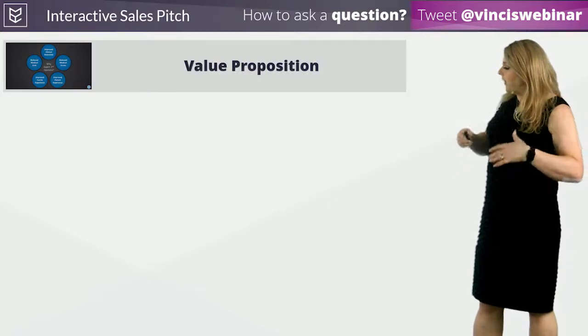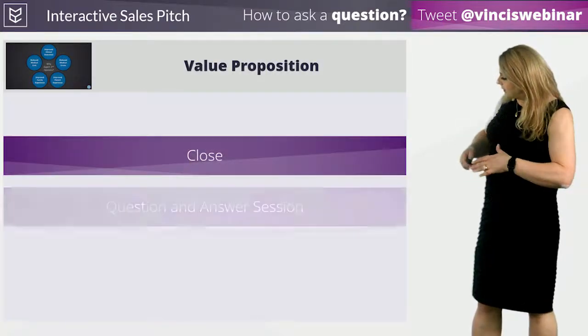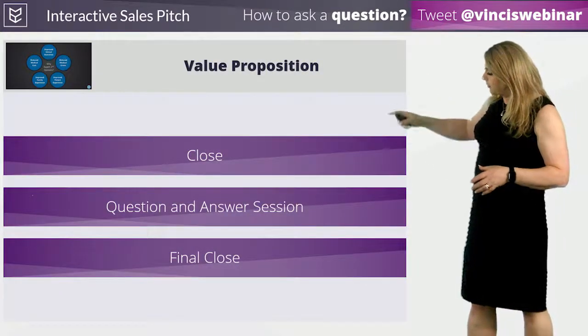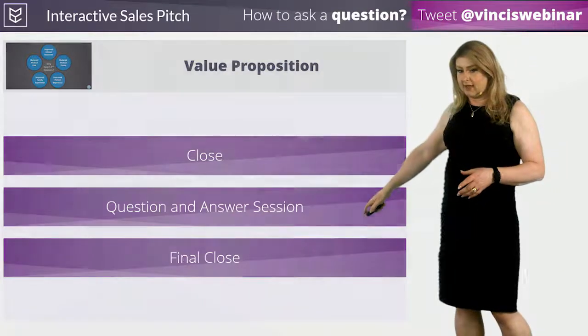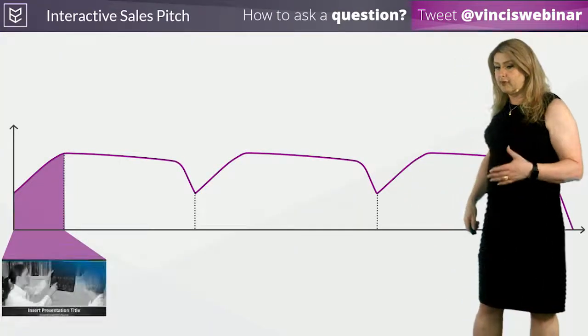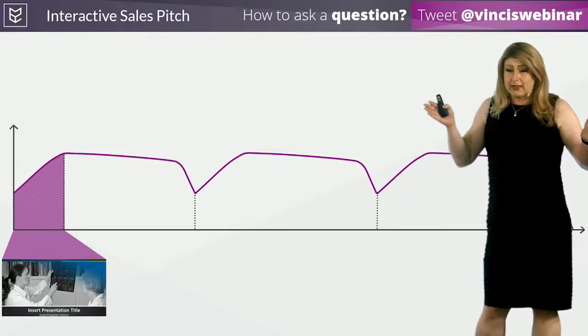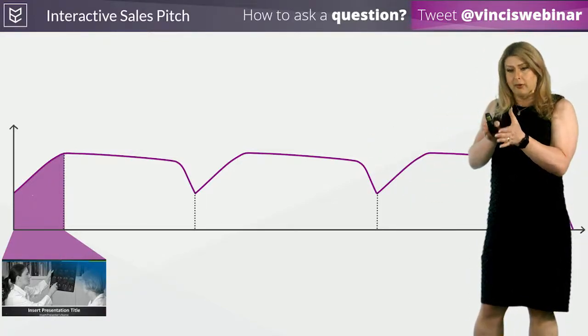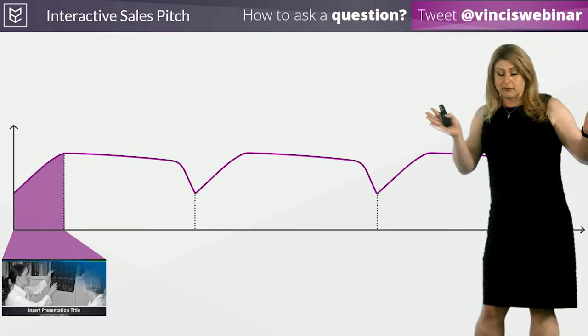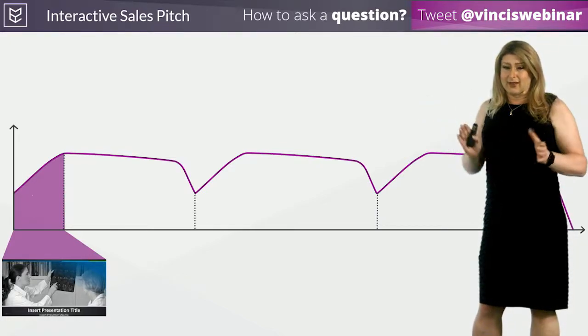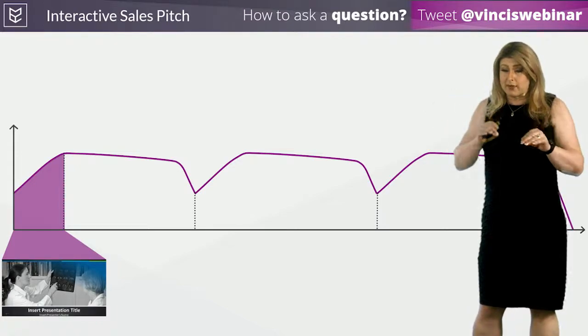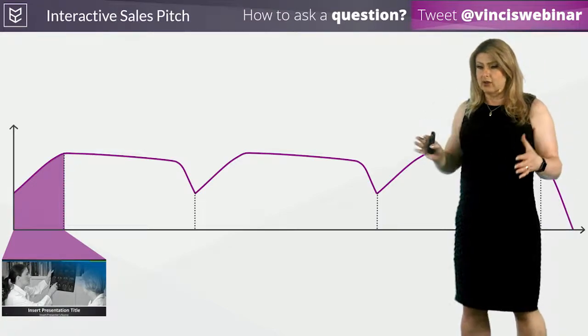So the way this functions then is you've got exactly the same structure. We go through the value proposition, close, Q&A at the end, and then ask for the order. But fundamentally, we're trying to map that over the audience's attention. This works really, really well if there's a small number of people in the room. If you've got 100 people in the room, and it gets interactive, then you've got a problem, because not everybody is interested in the same thing, and so it gets harder to manage.